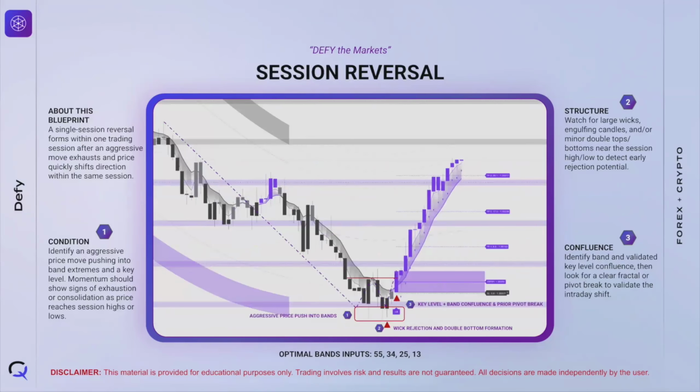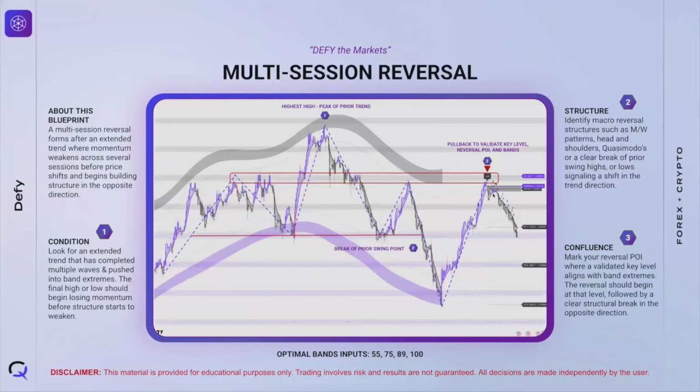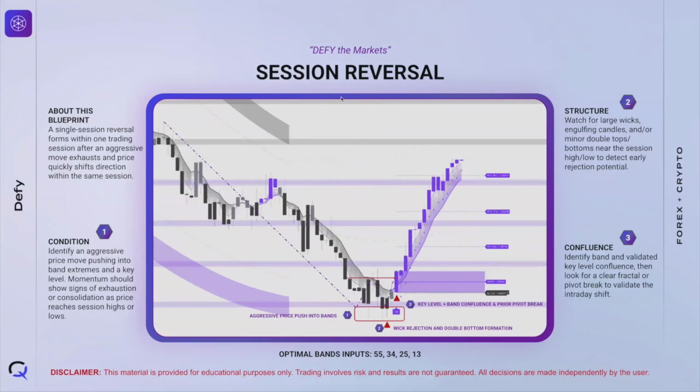Then you have something called a single session reversal. A single session reversal is very simple. You're looking for a double top, a head and shoulders, a Quasimodo, same thing, but instead of looking for a macro move, which is a really large move, you're just looking for a minor move, right? You're looking for a single session. So New York session, Tokyo session, Asian session, 5 minute, 1 minute, 15 minute, you're looking for a small, condensed reversal setup happening in one particular session. This is a session reversal.